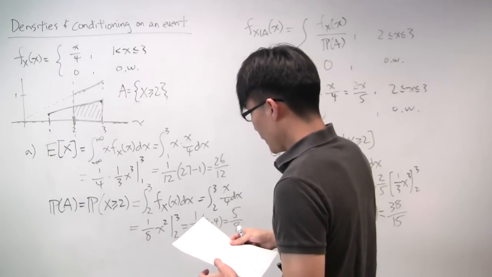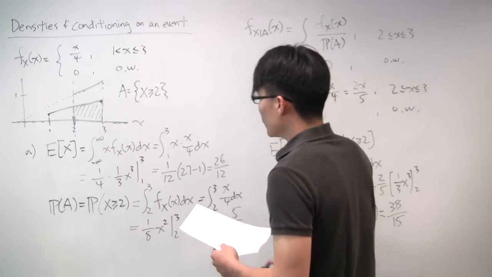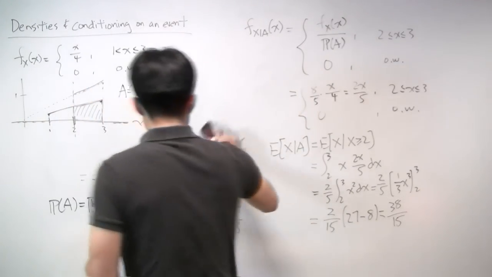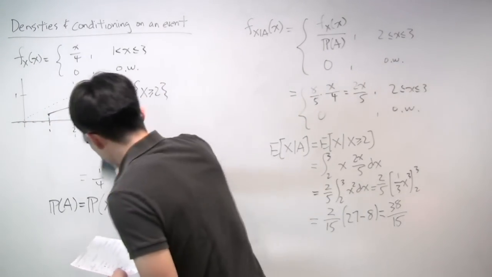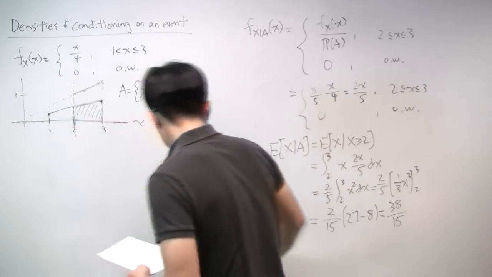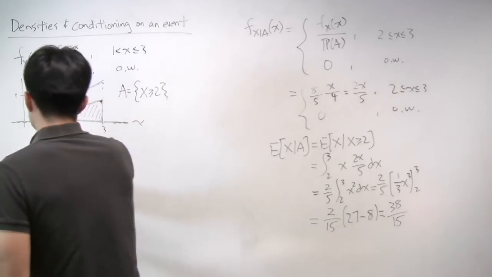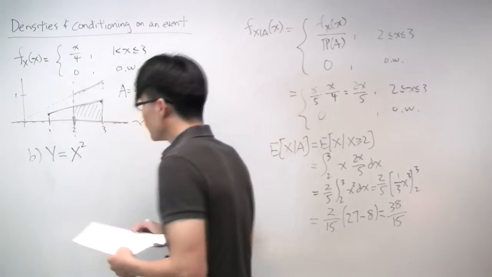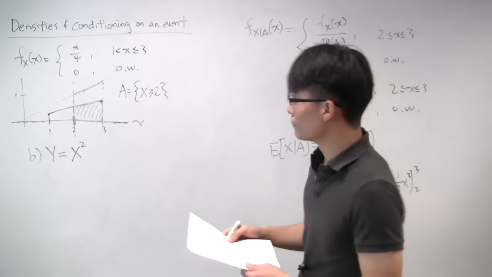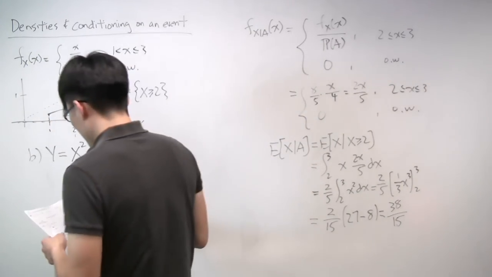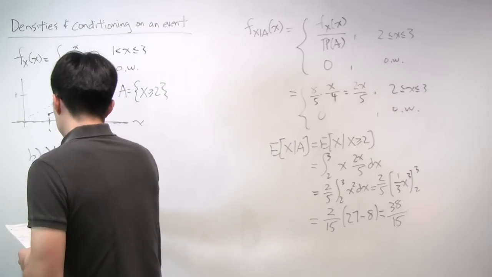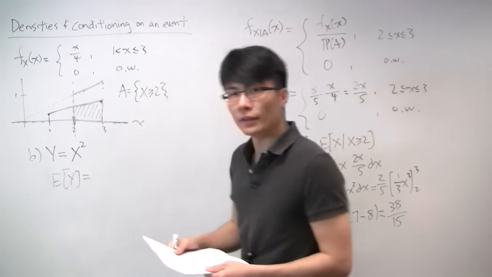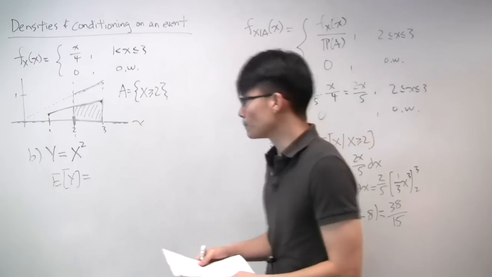Okay. Now, one last part. Part B. Now we introduce a new random variable, y. And we define it as y equal to x squared. And we are asked to calculate some things. So first, let's calculate the expected value of y.